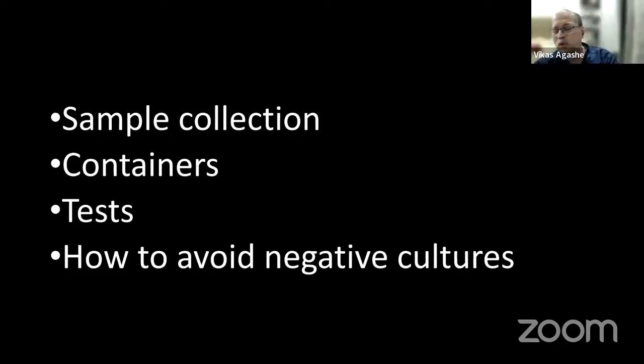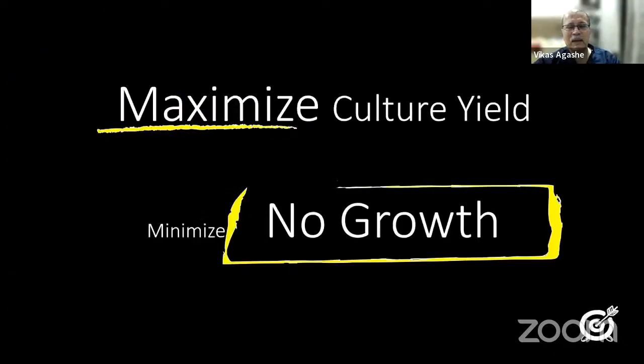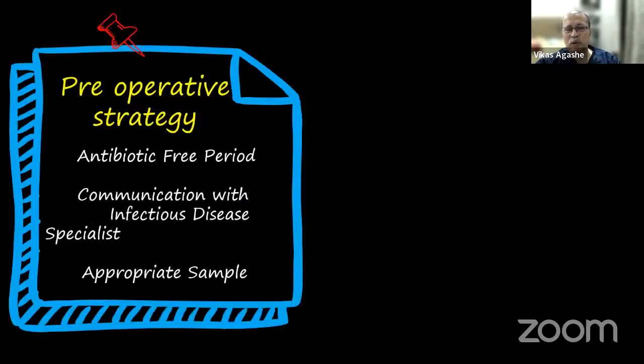Quickly, I'll run through something about sample collection, containers and sample collection. Didn't we discuss that last time? I think we discussed it last time, how you take cultures, etc. The most important thing is to maximize culture yield and minimize no growth. Yes, we went through all this. Okay, fine.